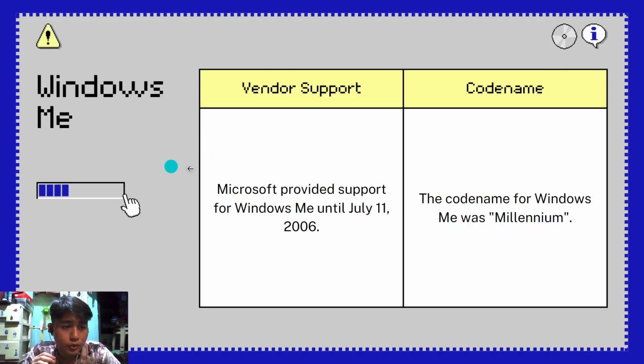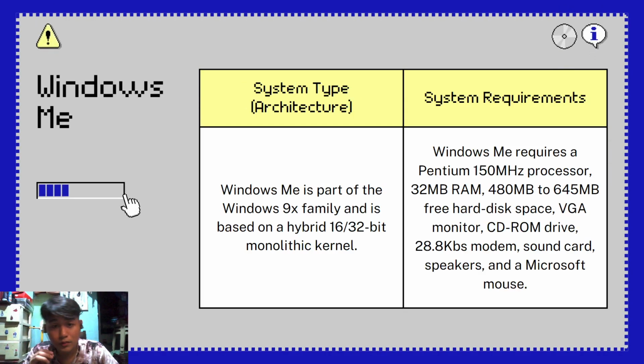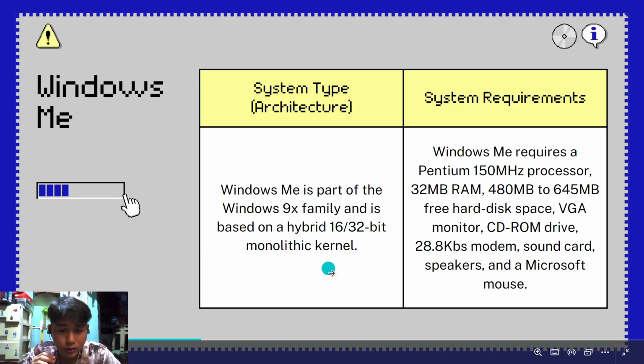The vendor support of Windows ME ended on July 11, 2006, and the code name of it is Millennium. Next, the system type or architecture of Windows ME is part of the Windows 9X family and is based on a hybrid 16 to 32-bit monolithic kernel.